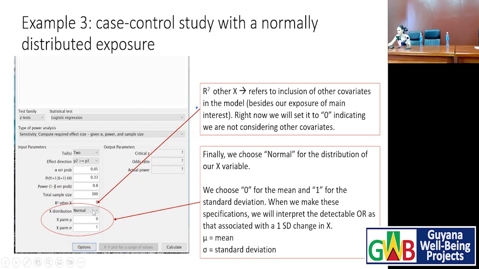And then down here, we can enter some information about that X, the main exposure. We pick a normal distribution, and we're just going to choose 0 for the mean and 1 for the standard deviation, instead of entering specific values. That will let us calculate a detectable odds ratio for a 1 standard deviation change in X, whatever the standard deviation of X is. In this case the standard deviation was close to 10, so this will give an odds ratio for a 10-unit change in X.